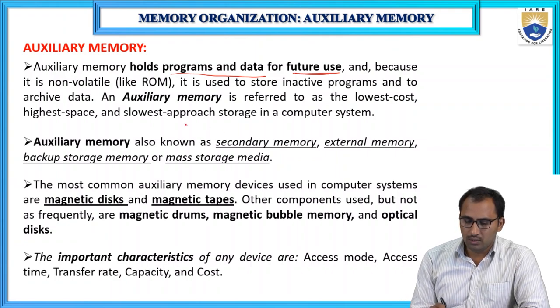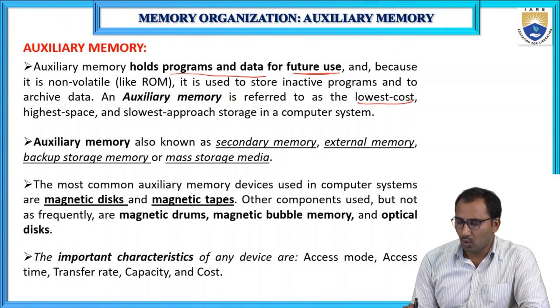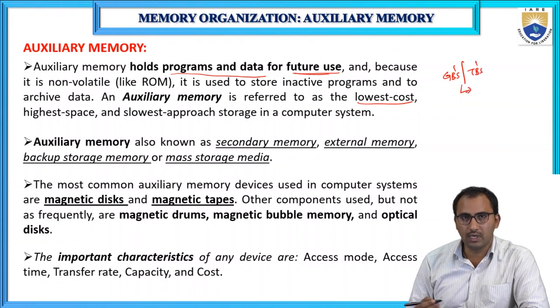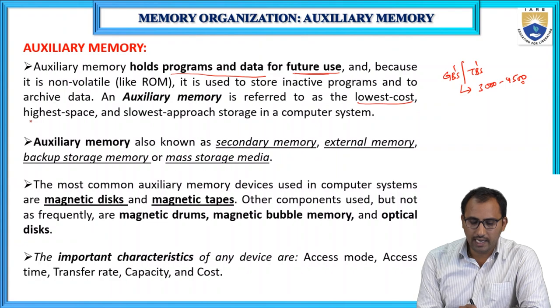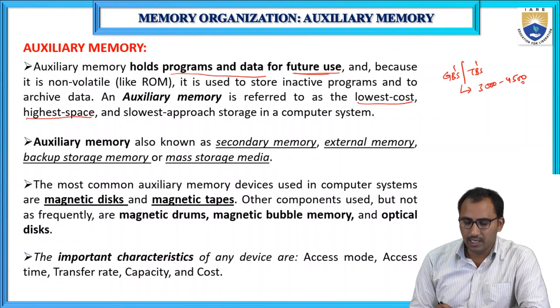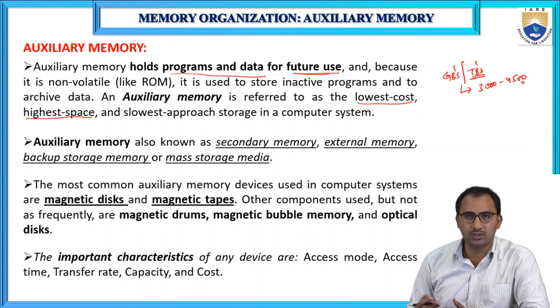The auxiliary memory is the lowest cost, because it is available in some gigabytes or terabytes. Suppose you consider a 1 TB hard disk, then it will cost around 3,000 to 4,500. So it is low cost when you compare with the main memory and the cache memory. And it has the highest capacity, because these auxiliary memories are available with a large storage capacity, like 1 TB.